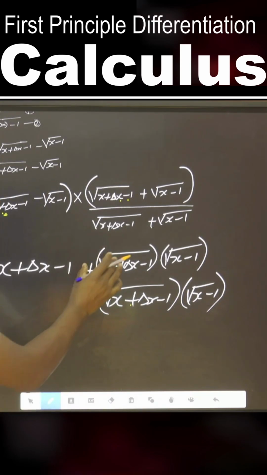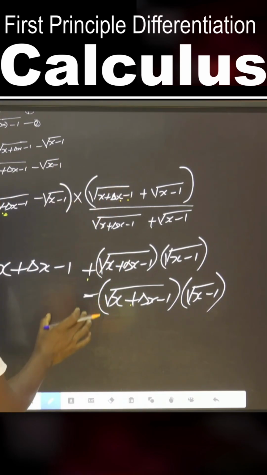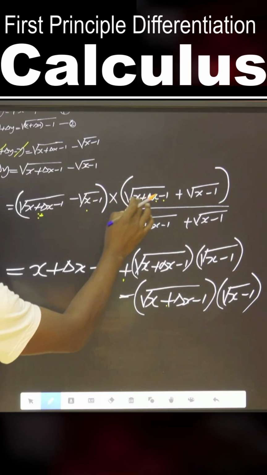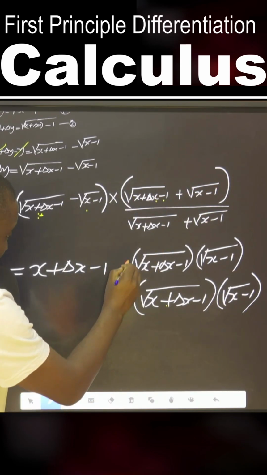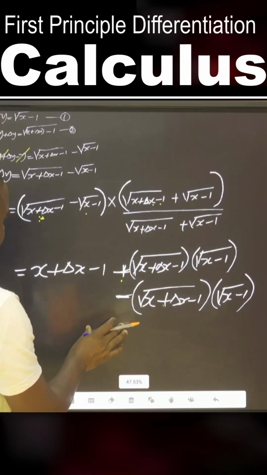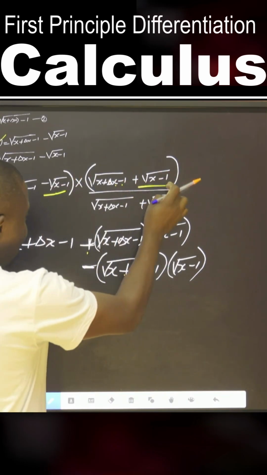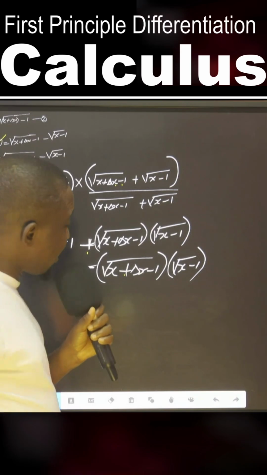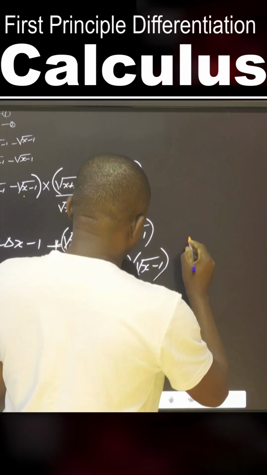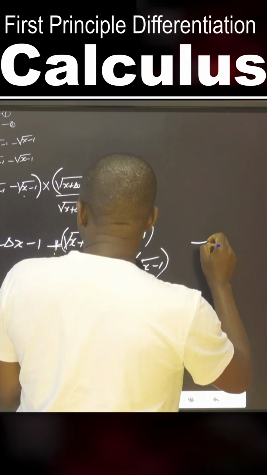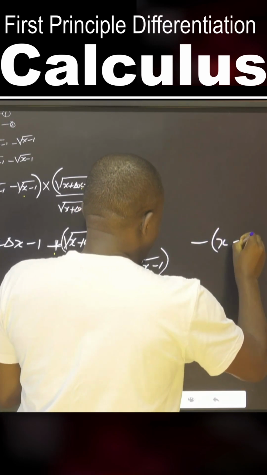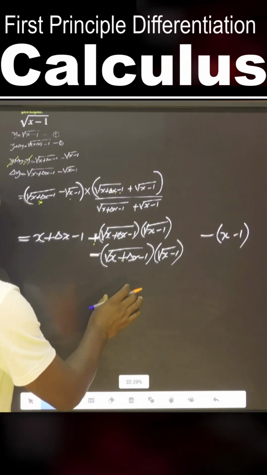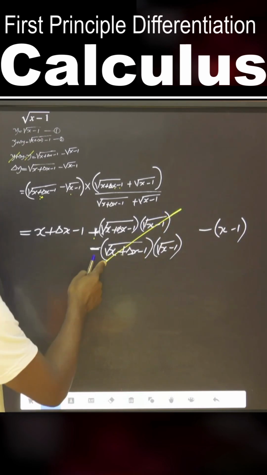As you can see, they are the same. This and this and this and this are the same. The only thing is that this is plus, this is minus. Okay? Now, this multiplied by this, you agree with me, it's only the square root that will disappear. The minus will come in. I'm going to say minus s minus 1. That is all. So this and this will strike out now.